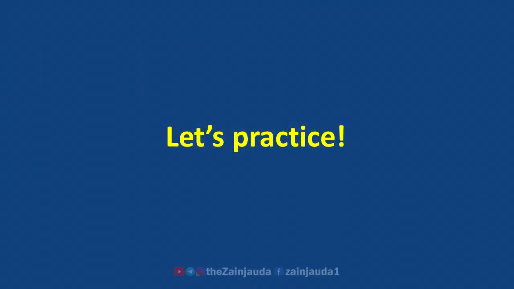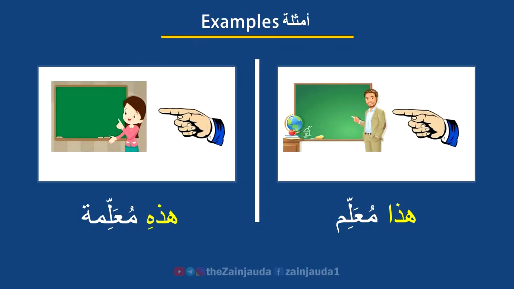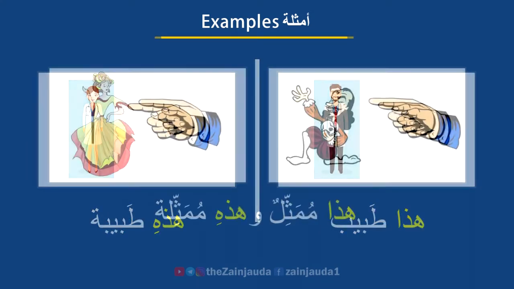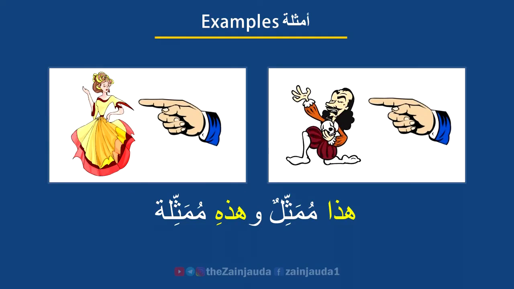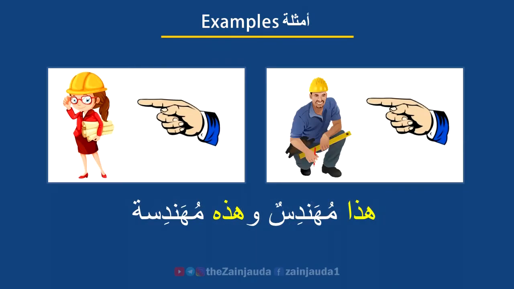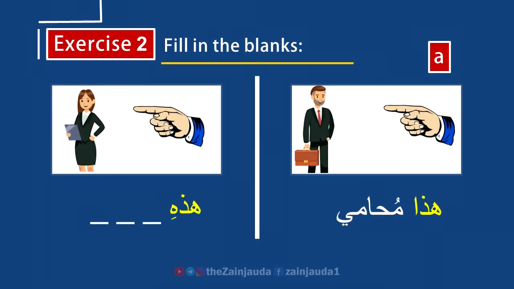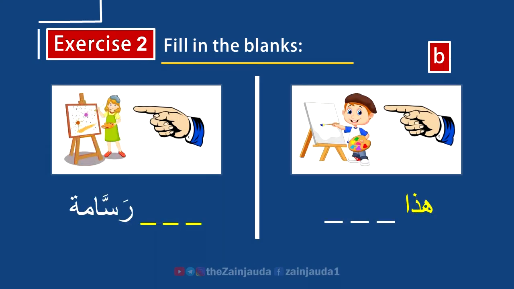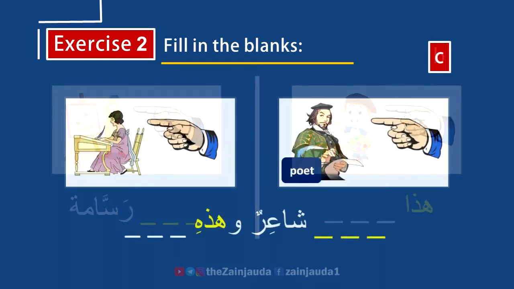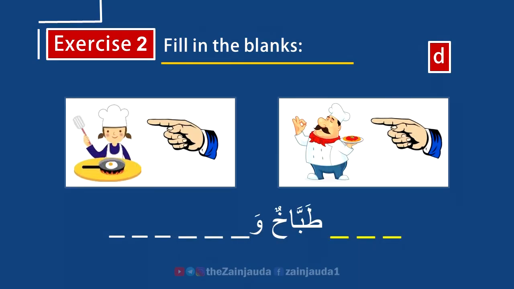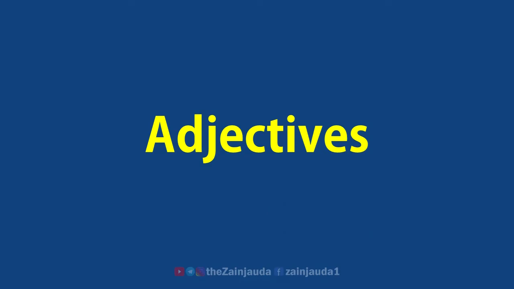Now let's practice. هذا معلم هذه معلمة هذا طبيب هذه طبيبة هذا ممثل وهذه ممثلة هذا مهندس وهذه مهندسة. Now your turn. This is exercise number 2. Try to fill in the blanks. هذا محامي هذه هذا رسامة شاعر وهذه طباخ و.